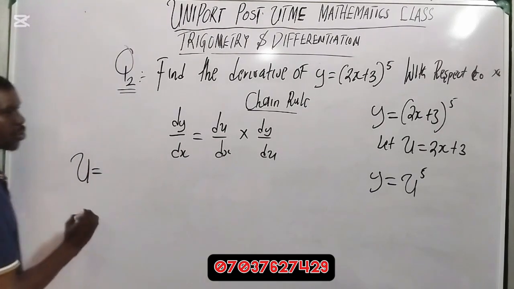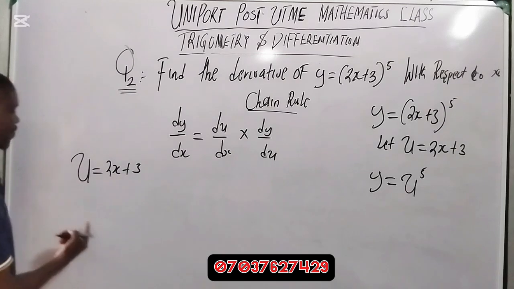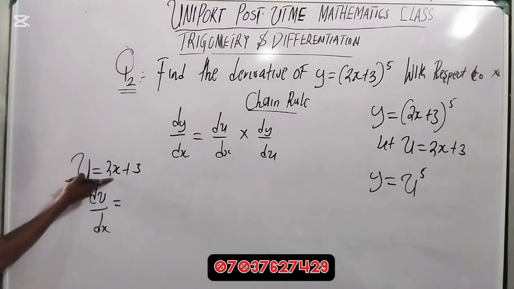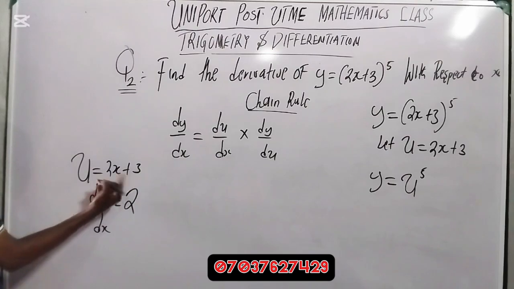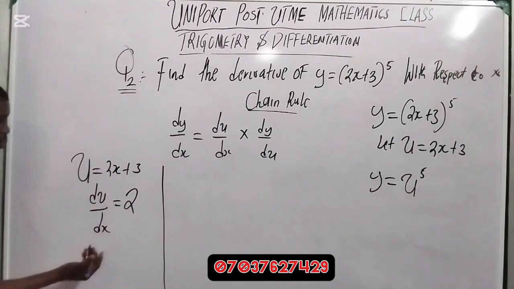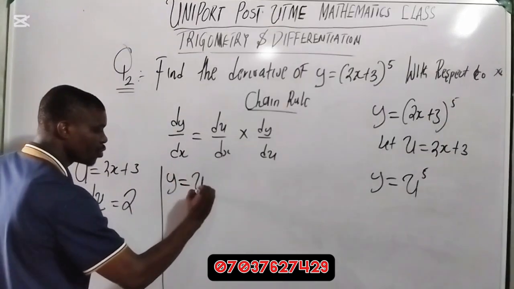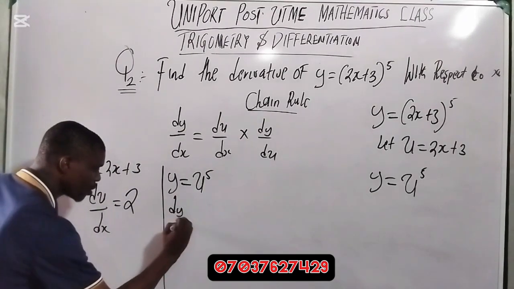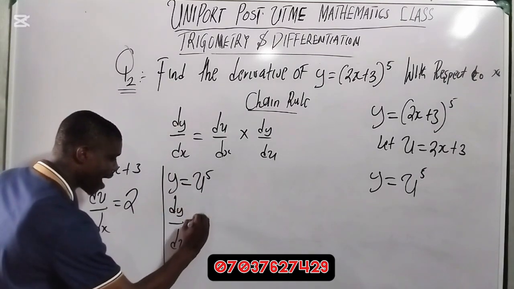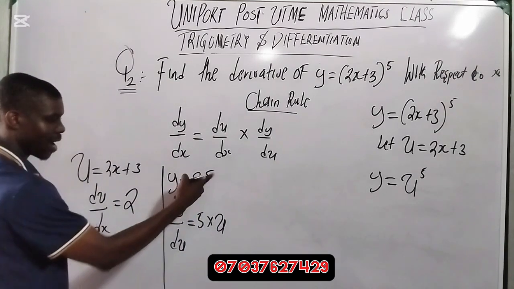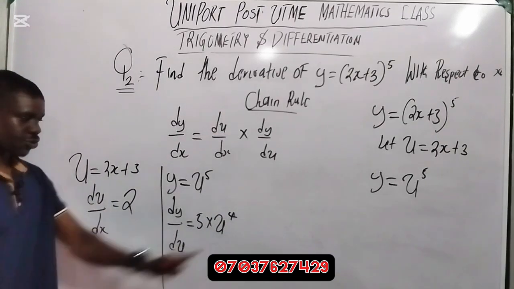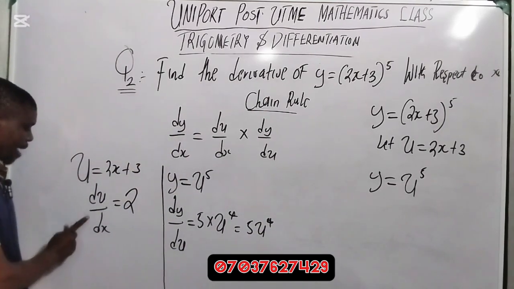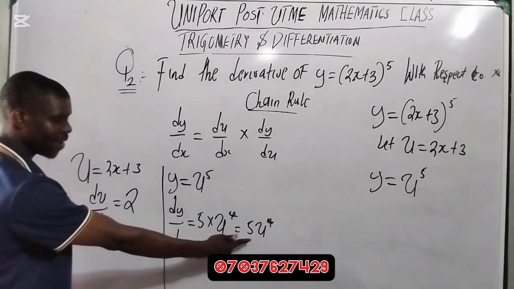u equals 2x + 3. Now let's differentiate u in respect to x. So du over dx equals, remember, differentiating 2x gives 2, plus 3 is a constant, so it is 2. Next, y equals u raised to 5. Let's differentiate y in respect to u. So dy over du equals 5 times u raised to 5 minus 1, which is 4. So here we have 5u to the 4. So now my du over dx equals 2, and my dy over du equals 5u raised to 4.